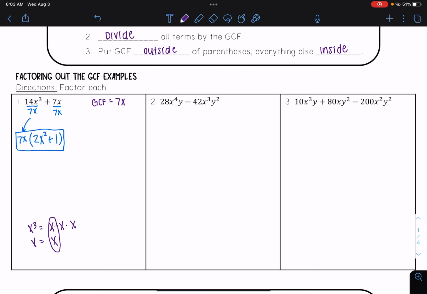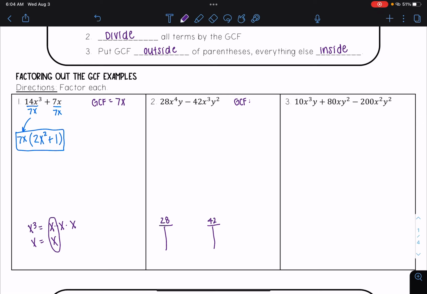Here, I want to again find my GCF first. This time I have bigger numbers of 28 and 42. Some of you may be able to look at that and automatically see that 7 is, again, the largest number that goes into both. But if you don't see that automatically, that's okay. One way that you can figure it out is by creating some factor tables.